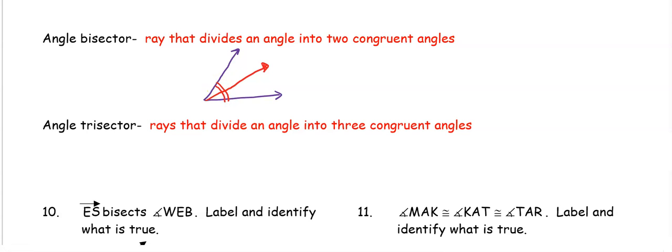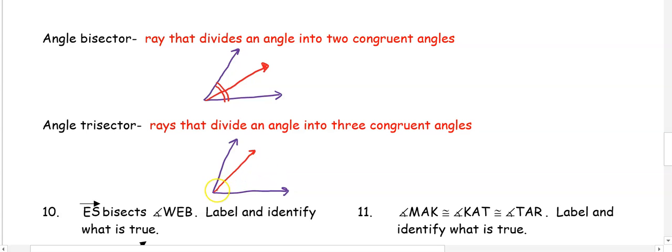If we have an angle trisector, then that's going to divide an angle into three congruent parts. So we would have two rays that are serving as trisectors. So we would have one here and one here. And those three angles are now congruent.